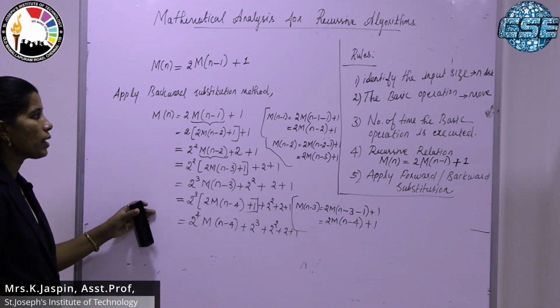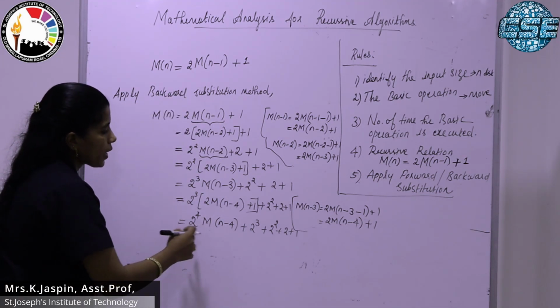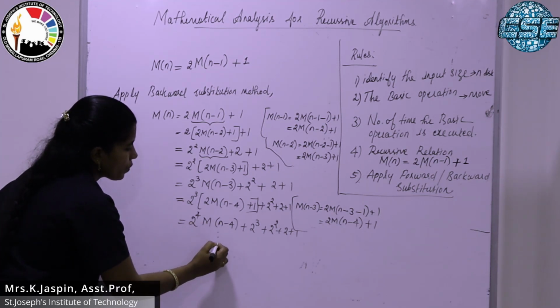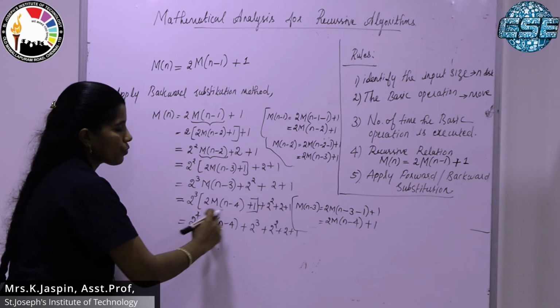So likewise we can apply the backward substitution method. After that, again I need to derive it like this. So it will go on like this. So we need to bring out the general equation from this term.